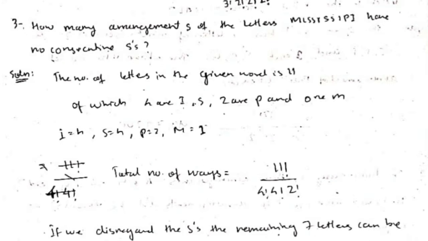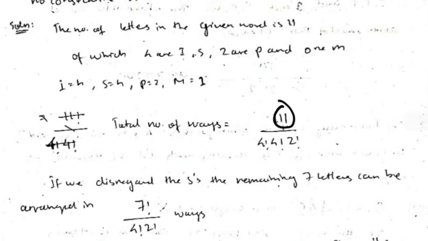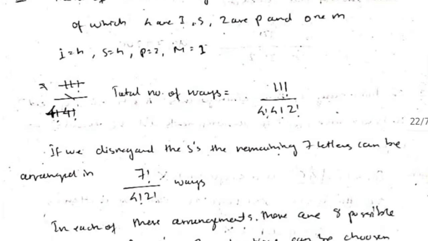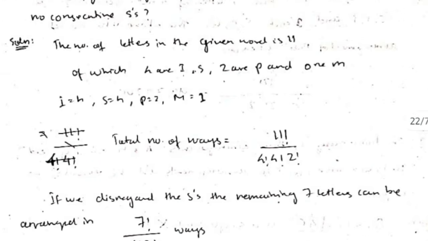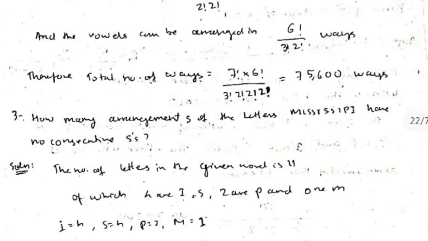In this question, we have been asked to find how many arrangements of the letters Mississippi have no consecutive S. It means first we'll find how many arrangements of these letters are possible. So there are a total of 11 letters, and the repetitions are written in the denominator, and we'll get the total number of ways as this.